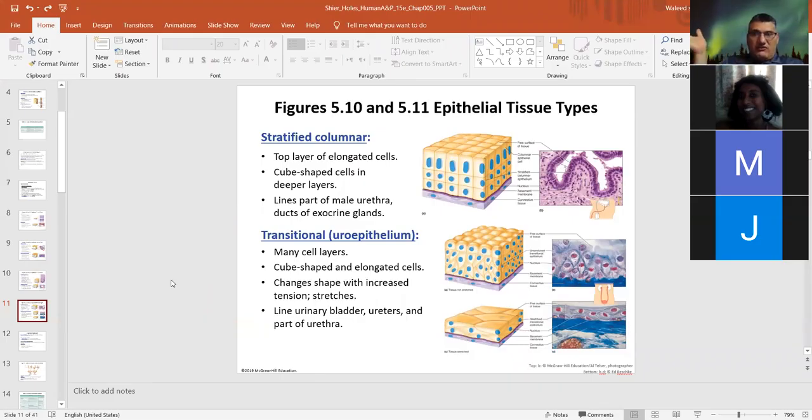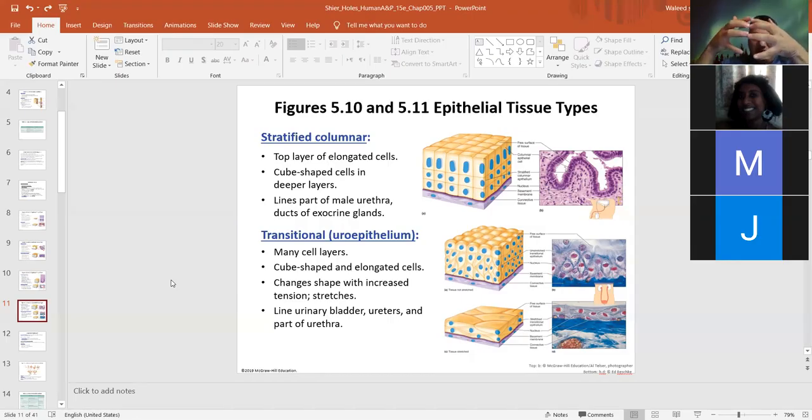Like, remember the stratified columnar epithelium? They put it in a separate category because it's unique. It has a unique thing. This also has a unique thing. So what type of cells is it? It's transitional. What do you mean by transitional? Is it like squamous? Is it cuboidal? No, it's transitional. How about the top layer? Also transitional. So here's what it means.